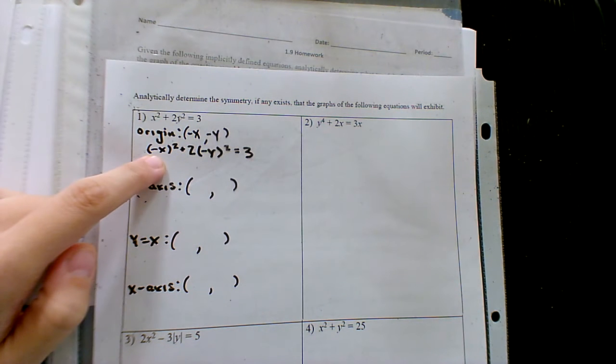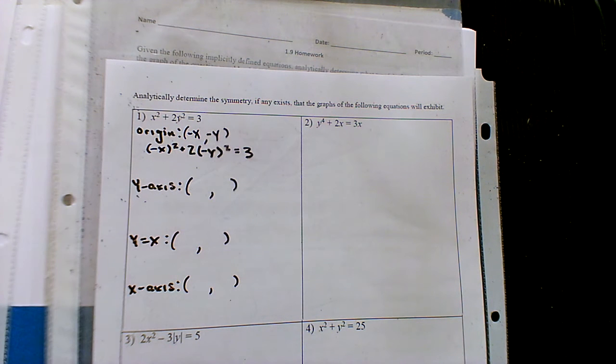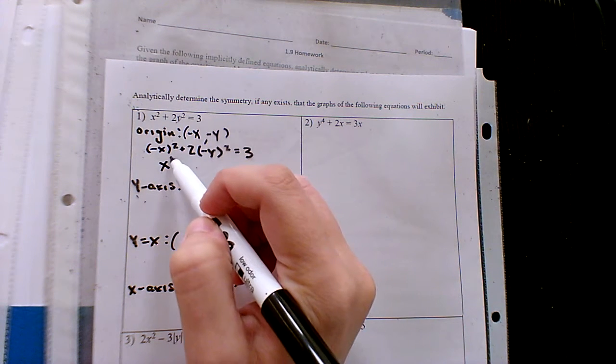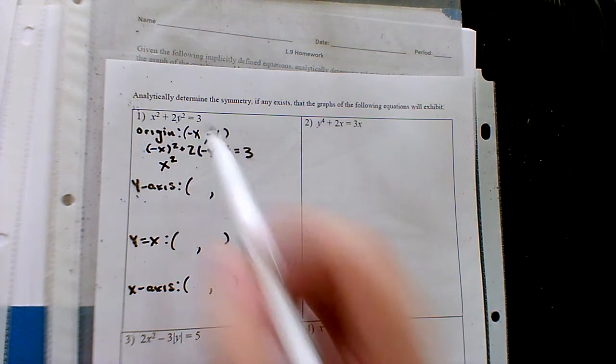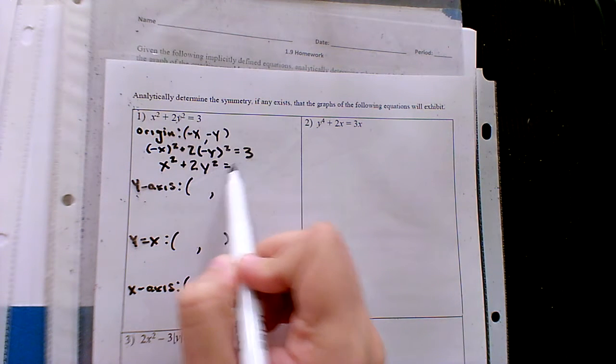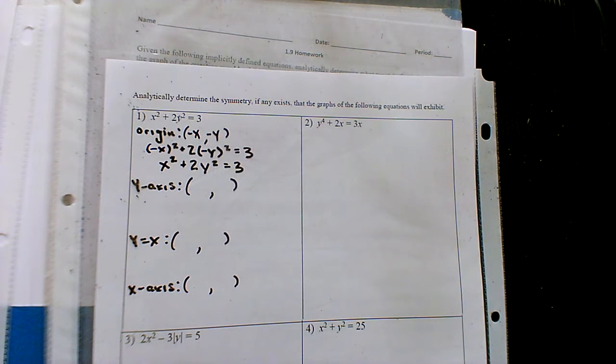So can we simplify negative x squared? What's negative x times negative x? Yeah? X squared. Okay? And if we simplify negative y squared, we'll get positive y squared. Okay? So take a look. After you simplify, do you get the same original equation?